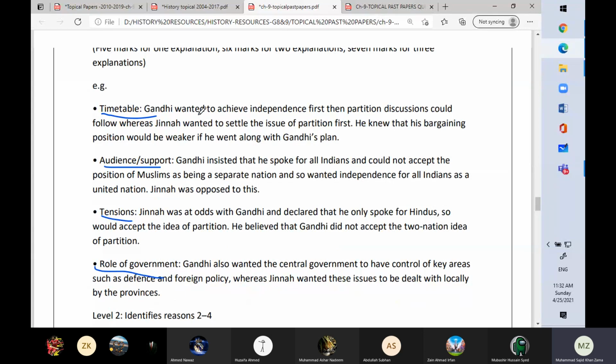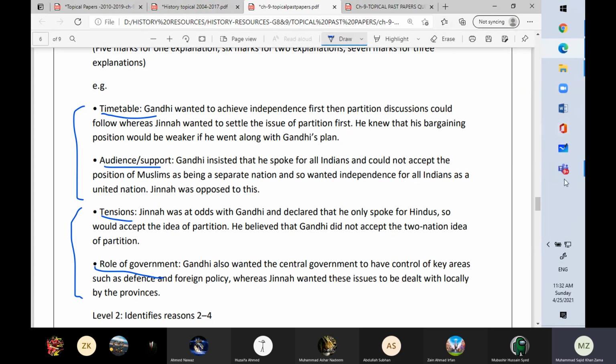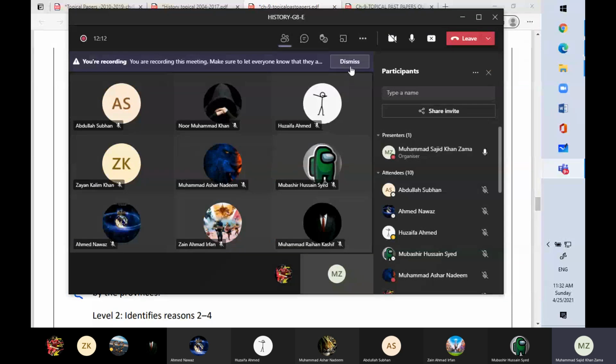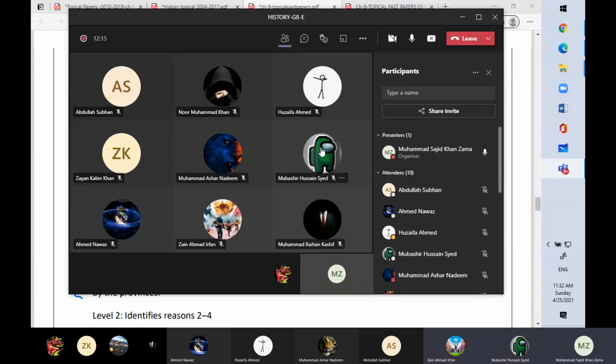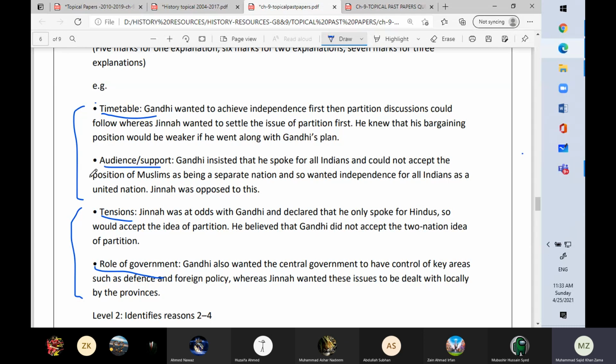In different points form. So I want one of you to read the first 2 points and then the next 2 points. Hurry up. There is no one to read even. Hello? Voice? Yes, sir. What are you doing here if you don't want to participate? Ahmed Nawaz, are you here? Ahmed Nawaz. Yes, sir. So why are you not reading? Read the first two points.